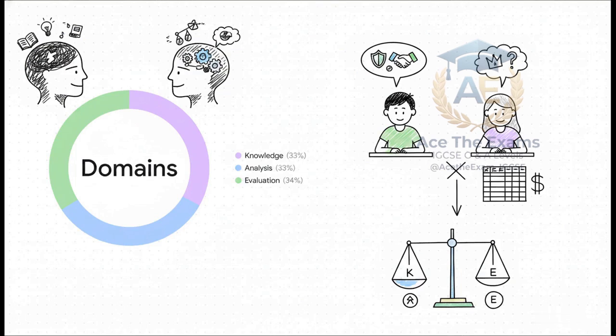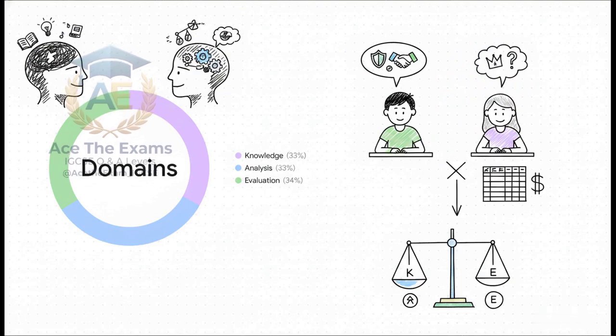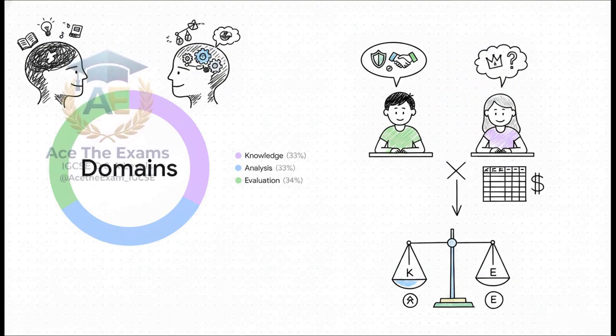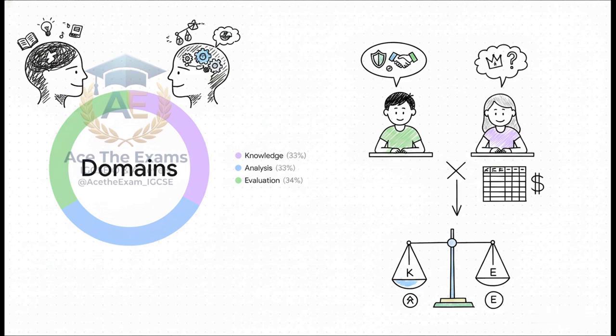Now look at this breakdown. Your grades are meticulously split across 3 distinct cognitive domains, or assessment objectives. AO1, knowledge and understanding, is 33%. AO2, analysis, is 33%. And AO3, evaluation, is 34%.